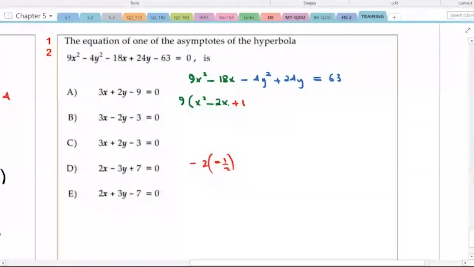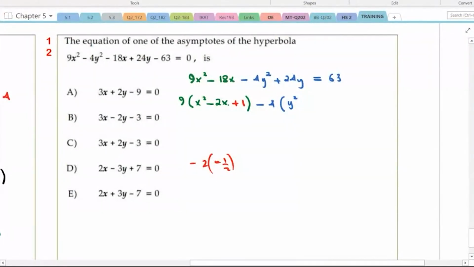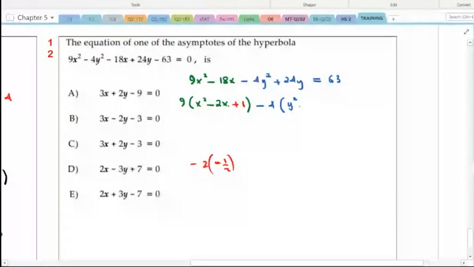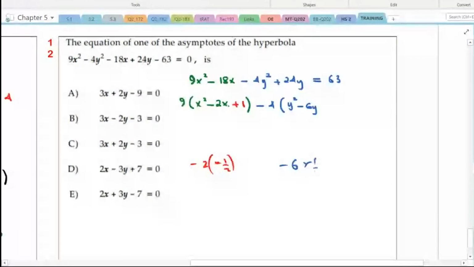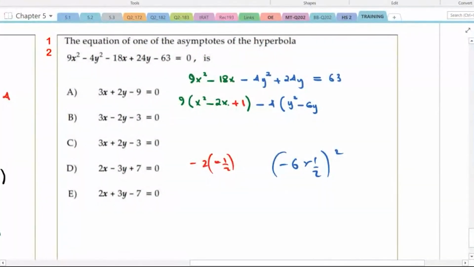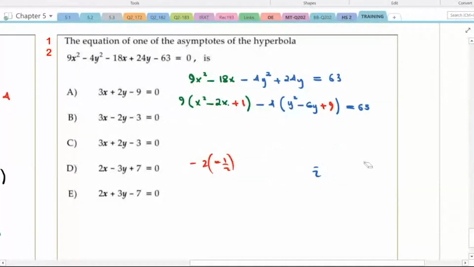So we add 1 on this side. Here, we say minus 4 is a common factor. Then we have y squared, and when we take y squared here, what do I get? I am going to get minus 6y. So minus 6 multiplied by a half all squared, and that is going to give us 9. So here we say plus 9. Close this bracket. And this will be equal to 63.